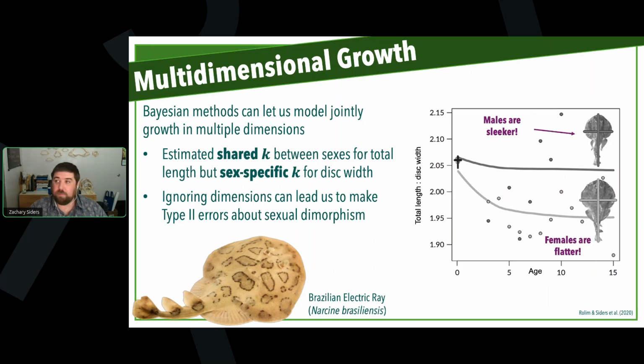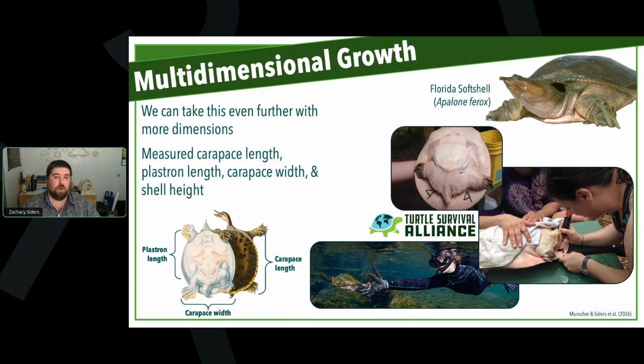If we can do it in one dimension, the obvious thing is to ask, can we do this in even more dimensions? In this case, we have a case study we just recently published on Florida softshells, Apalone ferox. We measured carapace length, plastron length, that's the underside of the turtle, carapace width, and shell height. This is all through mark recapture data. The interesting thing for the mark recapture process here is that it's all done by hand by snorkelers in Florida springs, which are very picturesque and nice to catch turtles in. But you're capturing this turtle with ferox as its species name, which is kind of ferocious, nasty turtles.